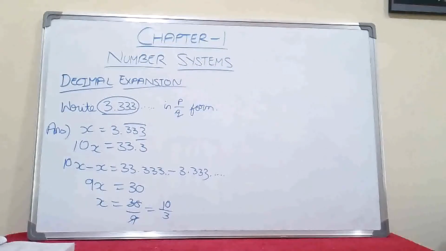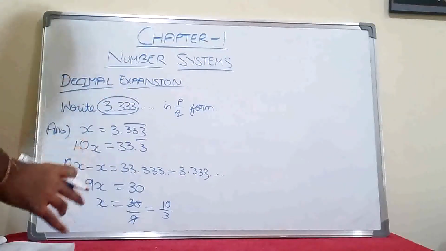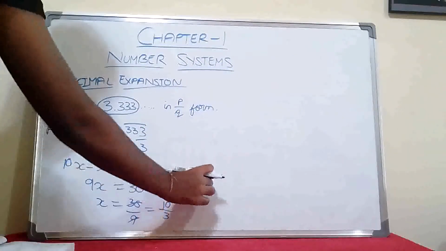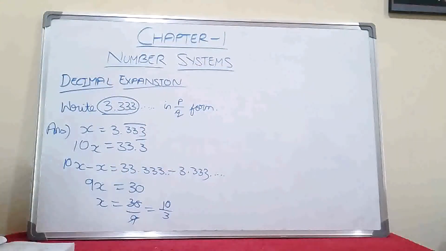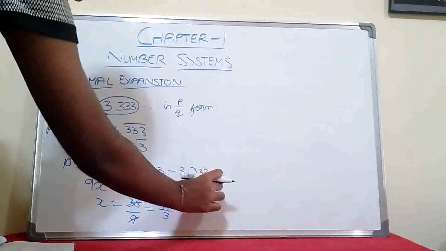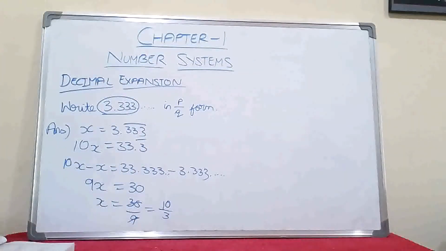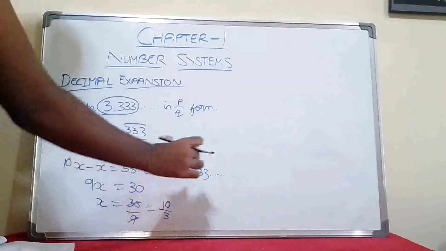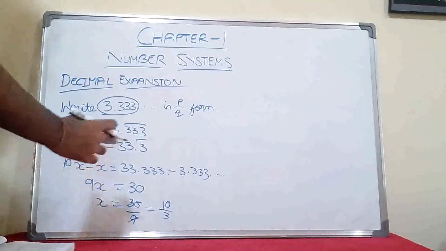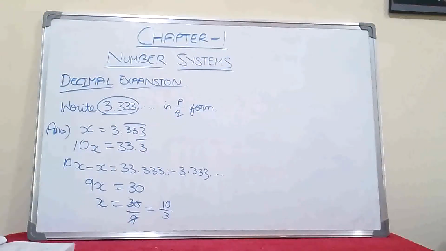So we take x to be the number given, then we multiply both the sides such that both the numbers have the same decimal expansion. Here we multiply each side with 10, so we get 33.3 bar. Then when we subtract, you can see that both the numbers have the same decimal expansion. So we do this so that we can cancel decimal expansions out, and then it becomes 9x equals 30, and we take 9 to the other side, and when we simplify, we get the number 10 by 3. This is what we do to get the P by Q form.